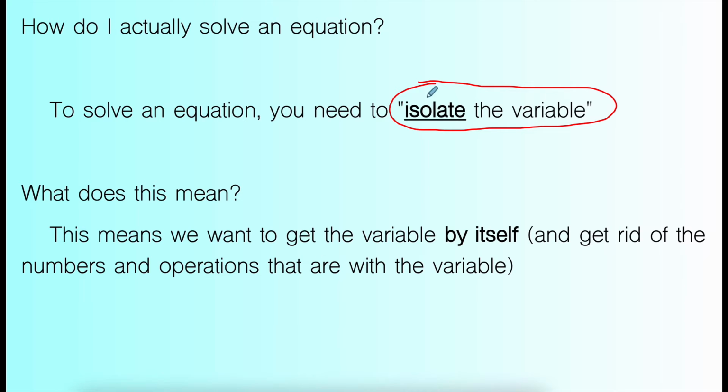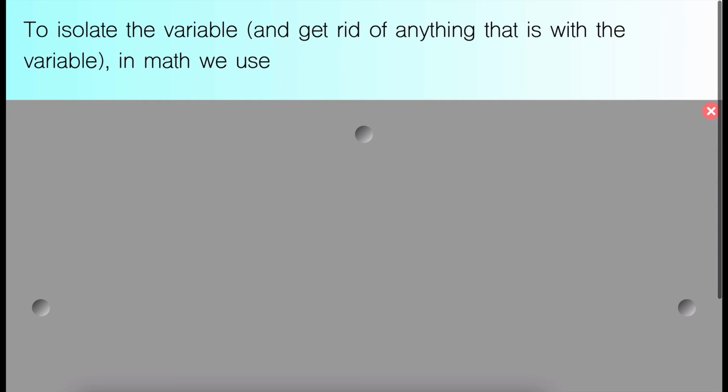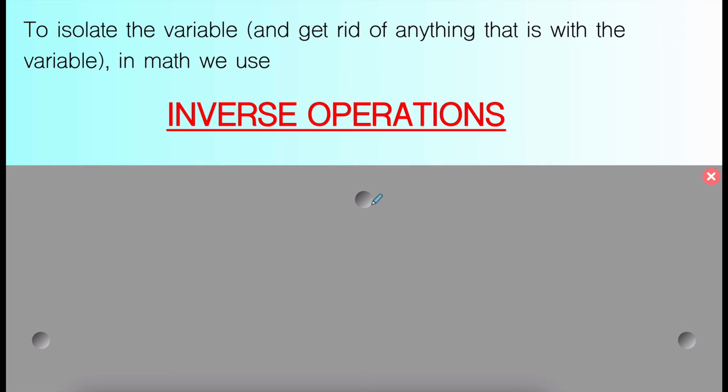So hopefully you understand what isolating means, but this brings about another question. Isolating the variable means getting it all by itself and getting rid of all the other stuff. How the heck do you get rid of all the other stuff? You can't just abracadabra make it go away. Well, there's a mathematical process that you will use as a mathematician to get rid of the stuff that's with the variable so that you can isolate the variable. In math, to isolate the variable, aka to get rid of all the stuff that's with the variable, we are going to use inverse operations.